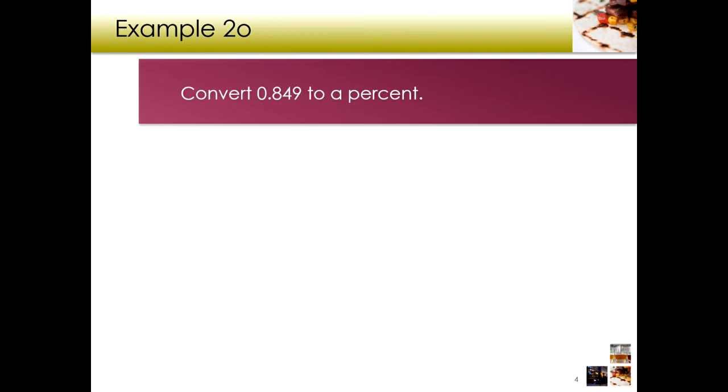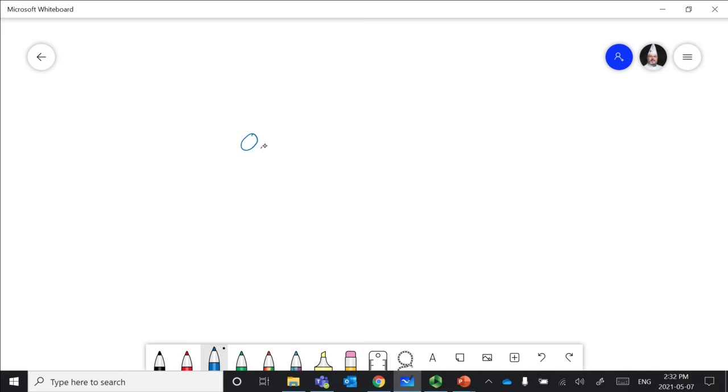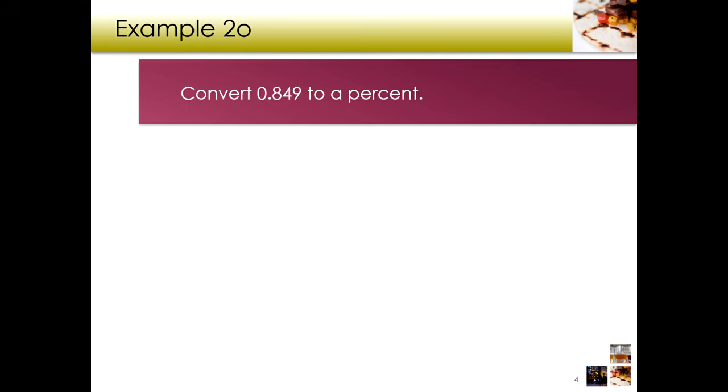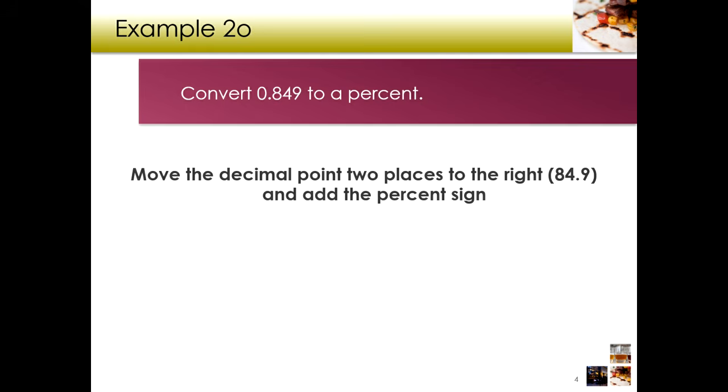So this first example I have here, it's asking us to convert 0.849 to a percentage. So we have 0.849, and what we're going to do is multiply times 100, which will in turn move our decimal place 2 places to the right. And that's going to give us 84.9%. Pretty straightforward, right?